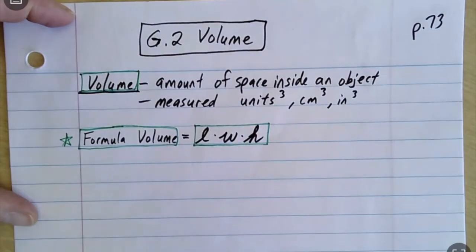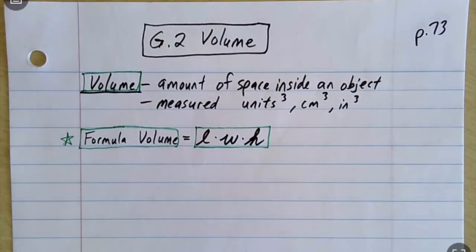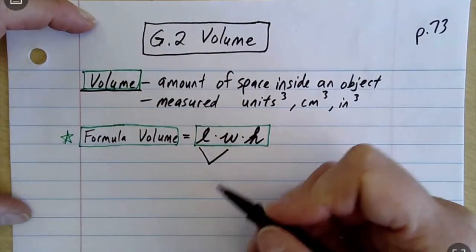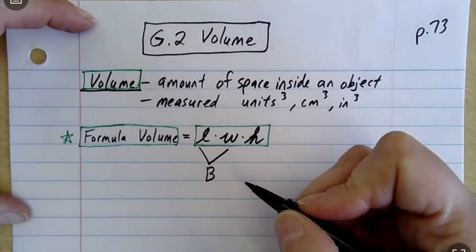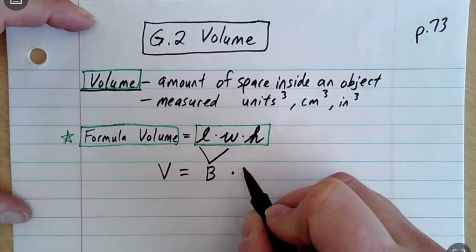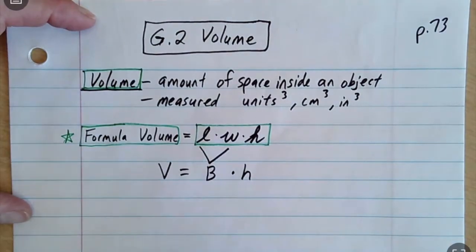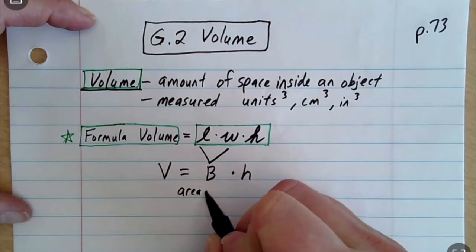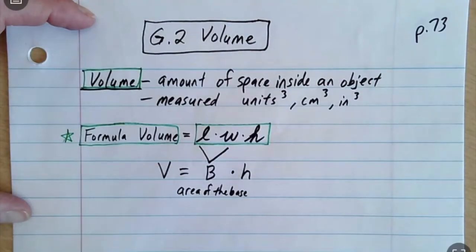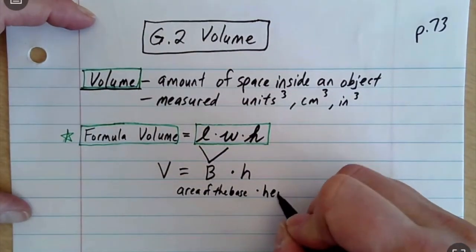What we did yesterday is we talked about the volume was the area of the base. So if you take length times width and you multiply them, you get the capital B. They're calling that the area of the base. So volume equals the area of the base times the height. So I'm going to label that area of the base and then times the height. That's another way to look at it.